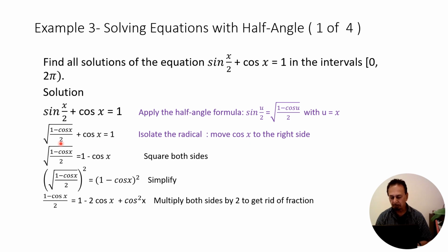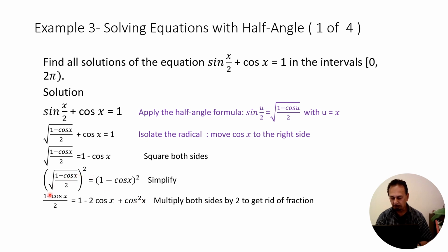Now this equation involves a radical, so we need to get rid of this radical. To do that, we will take everything to the right side and isolate the radical. In this case, all I have to do is take the cosine x to the right side. So we have square root of (1 minus cosine x) over 2 equals 1 minus cosine x. Now we square both sides.